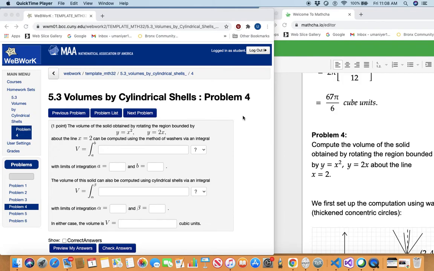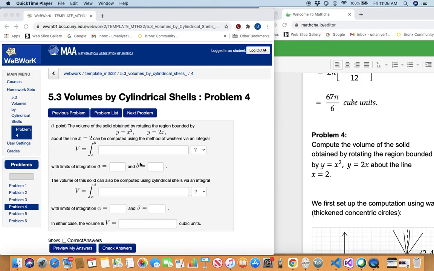Problem 4. The volume of the solid obtained by rotating the region bounded by y equals x squared, y equals 2x above the line x equals 2 can be computed using the method of washers via an integral with these limits of integration. It can also be computed using cylindrical shells via this integral with these limits. In either case, what is the volume?